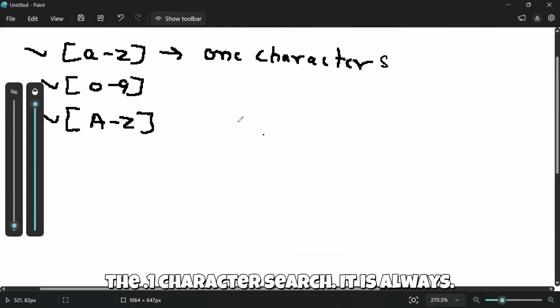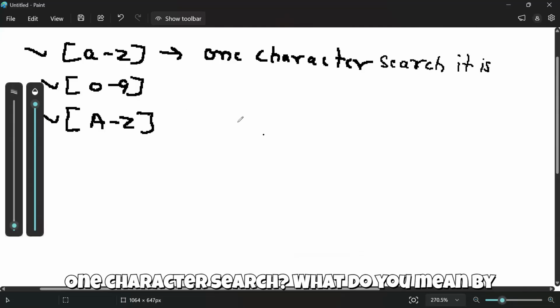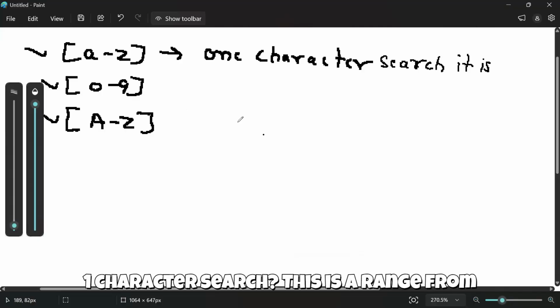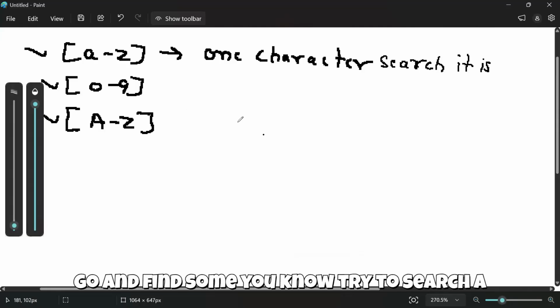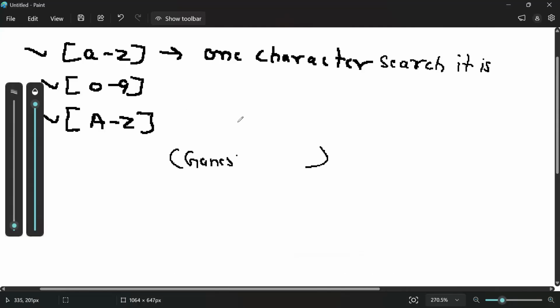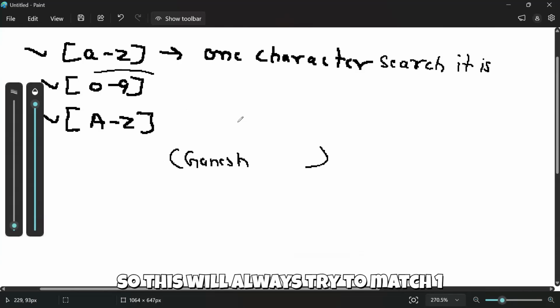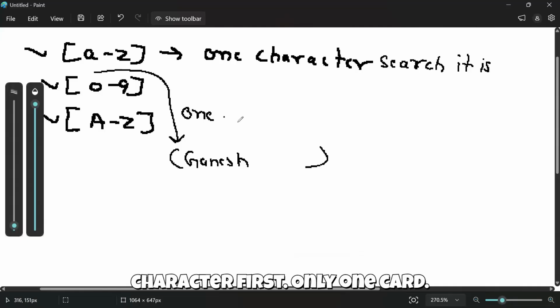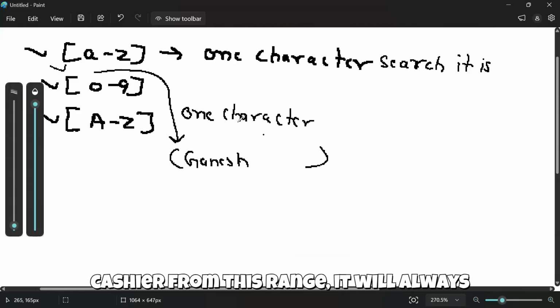It is always a one character search. What do you mean by one character search? This is a range from A to Z, that means all lowercase alphabet. Every time it tries to search a pattern in a target string. Let's say the target string is Ganesh. So this will always try to match one character first. Only one character, not more than that. That is the catch here. From this range, it will always try to search one character.